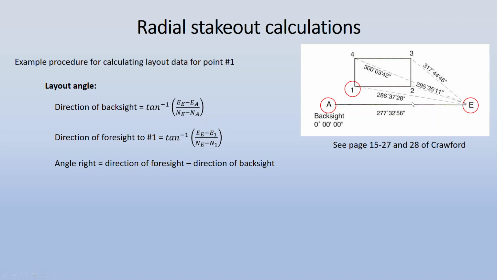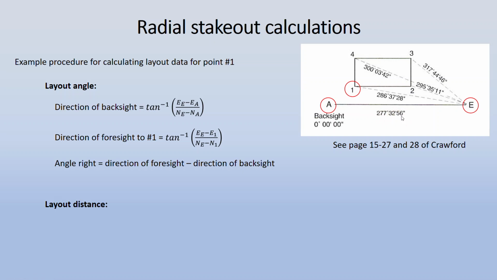The angle right that we need to turn, so the angle from our backsite line to the foresight line, is simply the direction of your foresight minus the direction of your backsite. So two bearings essentially, or two azimuths subtracted, give you a resultant angle, and that angle is the angle that we turn with our instrument.